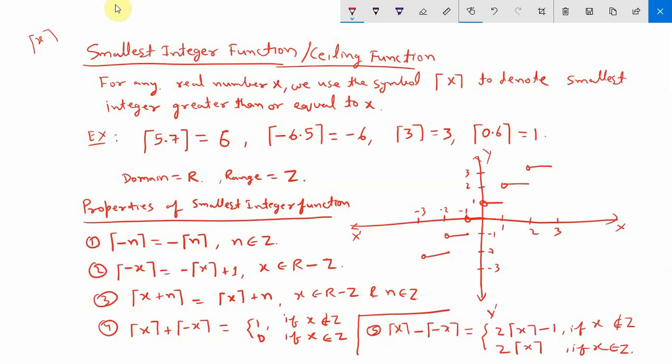Okay friends. So next special type of function is the fractional part function. So let me clean this. Fractional part function.